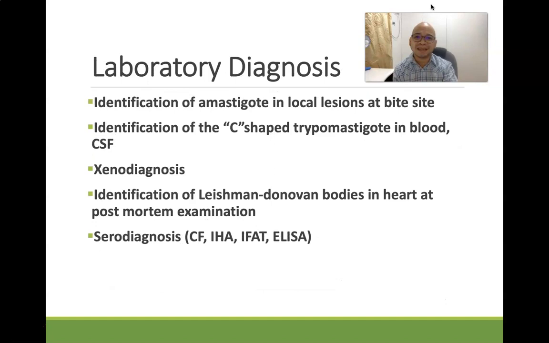So, the diagnosis would include identification of amastigote in local lesions at the bite site. So, syempre, hindi pa siya nag-transform into trypomastigote. Identification of the C-shaped trypomastigote in blood or in CSF. Xenodiagnosis. Identification of Leishman-Donovan bodies, so we call it the LD bodies, in the heart and in post-mortem examination. Serodiagnosis, which I have already discussed in Leishmania, is a type of antibody test.